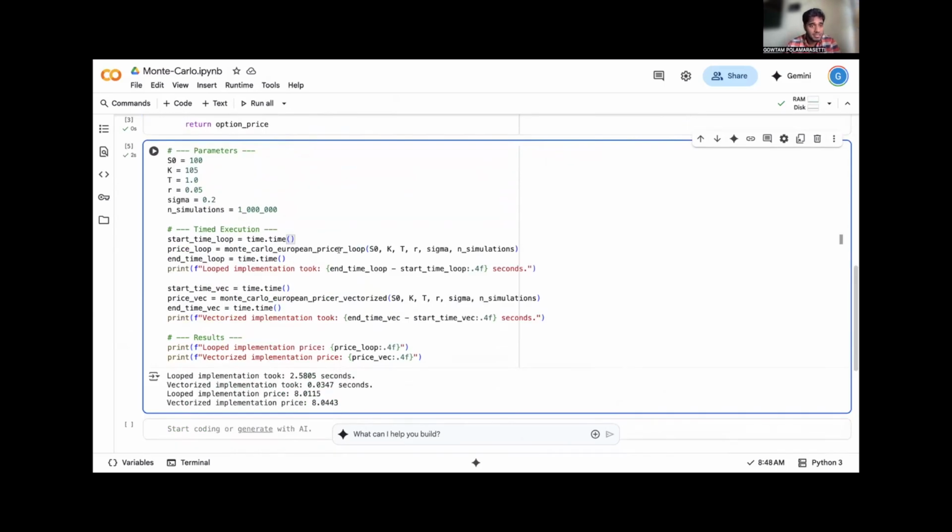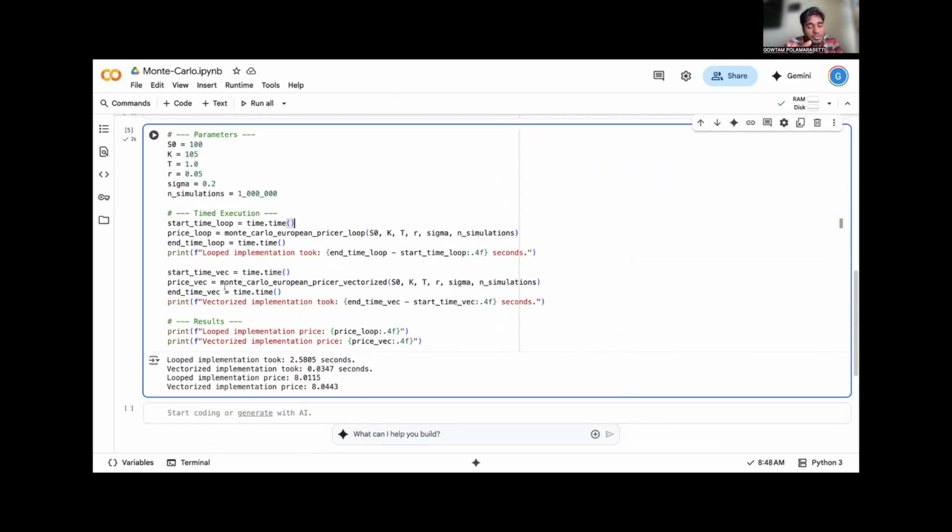Now let us simulate this using parameters s0 equal to 100, k equal to 105, t equal to 1 year, r equal to 5%, and sigma equal to 20%. And n simulations is equal to 1 million paths. We send these parameters to the two Monte Carlo simulation functions we defined earlier, the one which uses a loop and the other one which uses vectorization. And we calculate the time taken for each method. And we print the results and the resulting option price also.